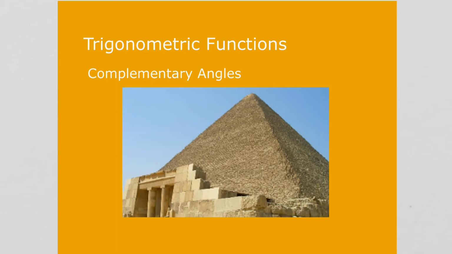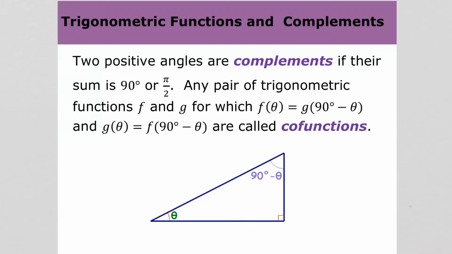In this section, we're going to talk about complementary angles. Complementary angles are angles that add to be 90 degrees. So in a right triangle, the other two angles add to be 90. So if we know theta, we can find the other angle just by subtracting it from 90.